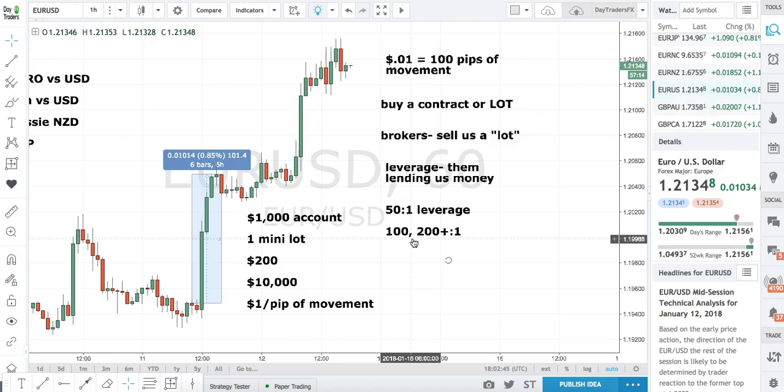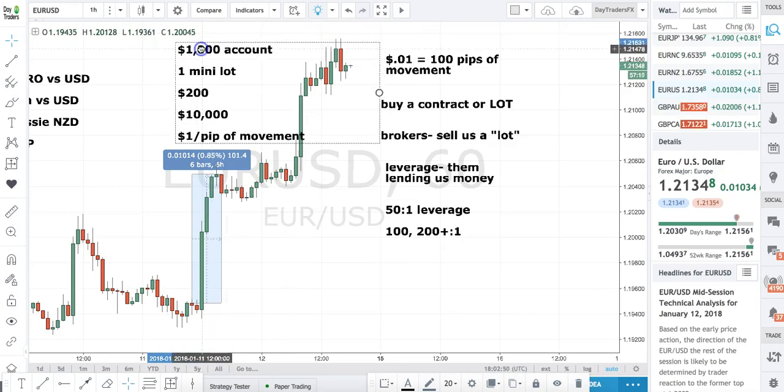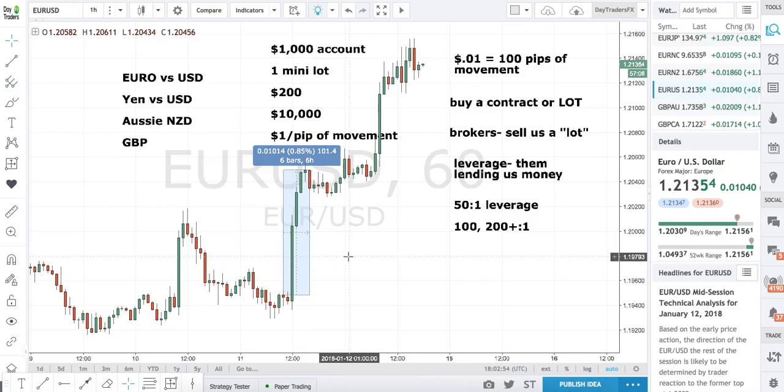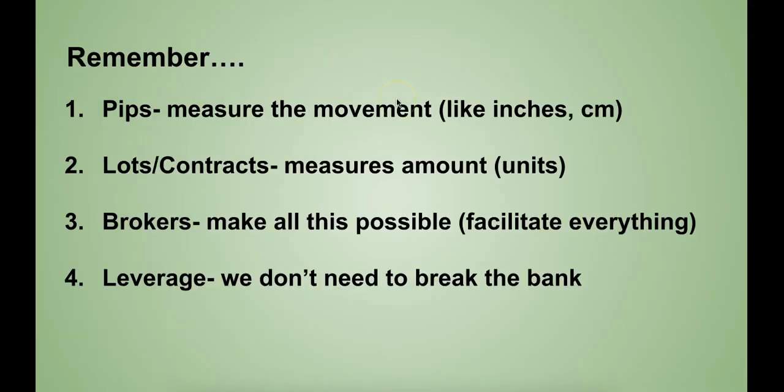So this is the very earliest stage of how we are going to make money trading Forex. I hope this was helpful. I'm going to explain a little bit more in detail about this, but this is an overview of how we're going to make money. So quick little reminder here. Pips measure the movement just like inches or centimeters. Lots or contracts, that measures the amount. That's our units. Brokers make this all possible. They facilitate everything. They get us in and out of the market.